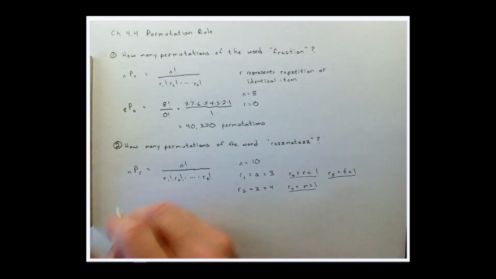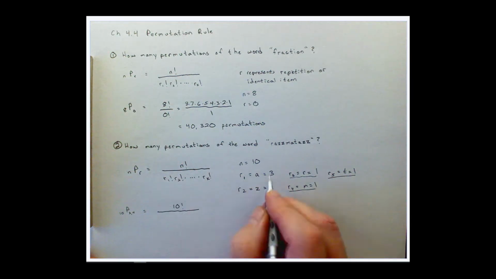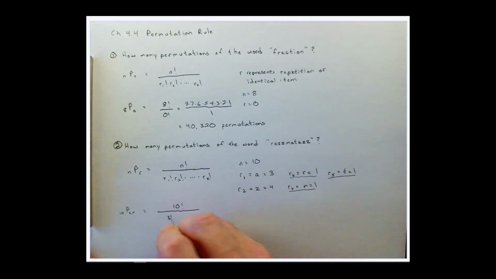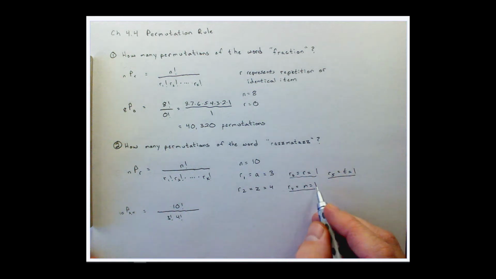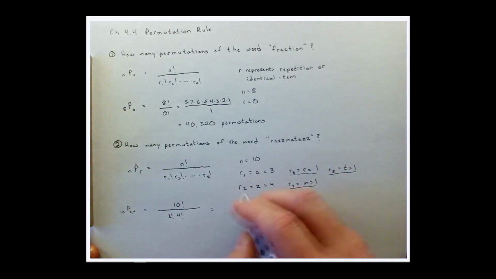So what I'm looking at here, n is going to be 10, and for my r values I have 3, 4. So I have 10 factorial over r sub 1 factorial, it becomes 3 factorial, and r sub 2 factorial is 4 factorial. And again, I could put 1 factorial, 1 factorial, and 1 factorial in here. It's just 1. And then I will show you the canceling out.